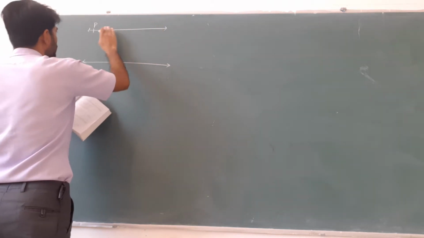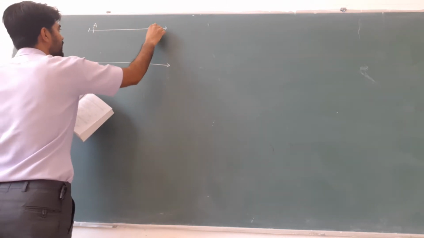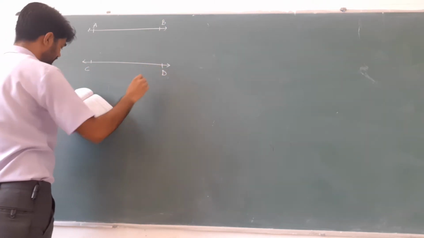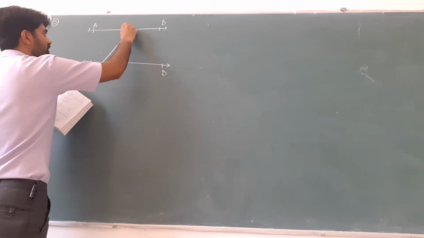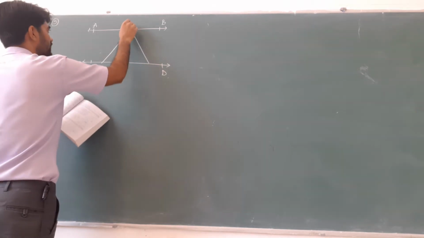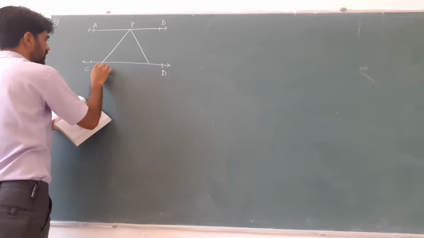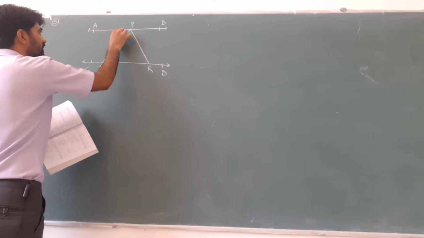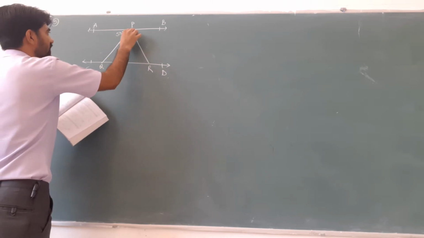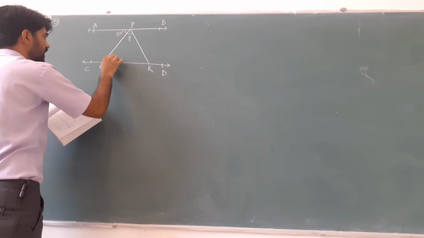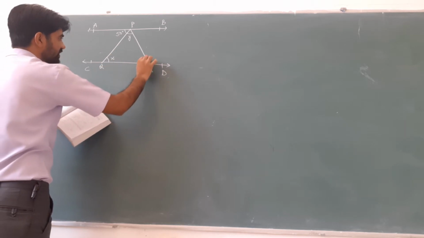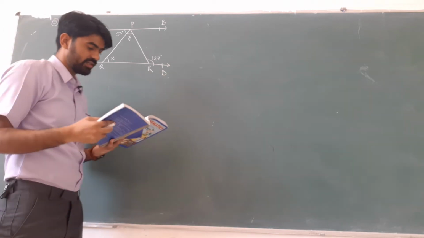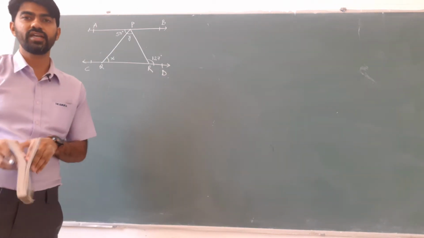We have AB, C and D. Okay, and this way one triangle is being formed. This is PQR. Look, this angle is given 50 degree. This angle is Y. This angle is X. And this angle is given 127 degree. Okay, and we have to find the values of X and Y.